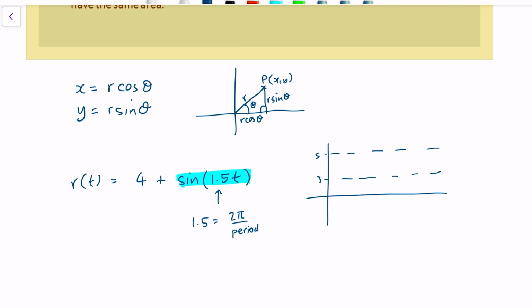So if we look at that, the period of a sine function is normally 2 pi, but this one is a bit different. The period is equal to 2 pi over 1.5, which is 3 over 2, which equals 4 pi over 3. So the sine function starts off at its middle point, 4. It increases to a maximum, it decreases to its minimum, and then it's back to 4 at an angle of 4 pi over 3. And 4 pi over 3 is 4 lots of 60 degrees, 240 degrees.